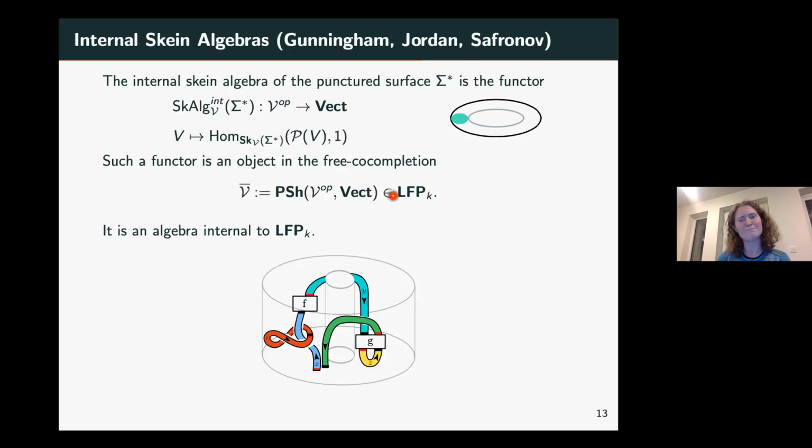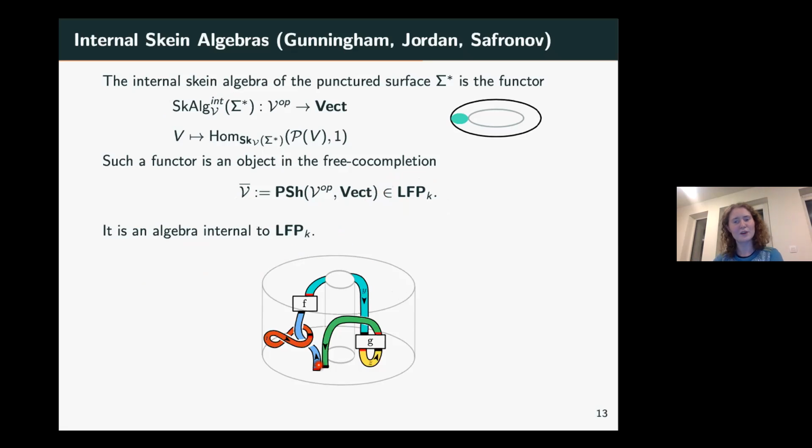Basically this LFP isn't particularly important, but it's no longer necessarily a small category. These are just locally finitely presentable categories. So we've just expanded our universe slightly. It doesn't really matter a great amount. But this internal Skein algebra is actually an algebra in this extended category of no longer small categories, but not too ridiculously big either.